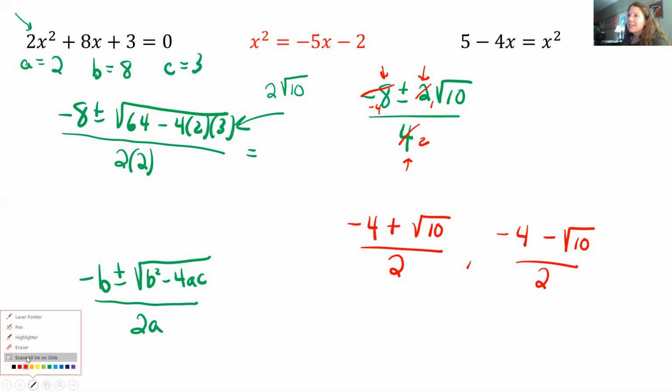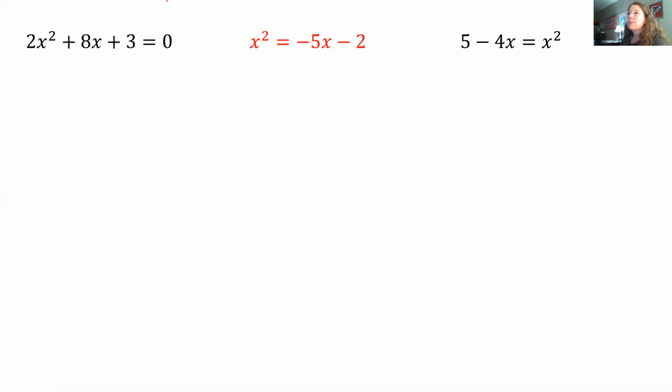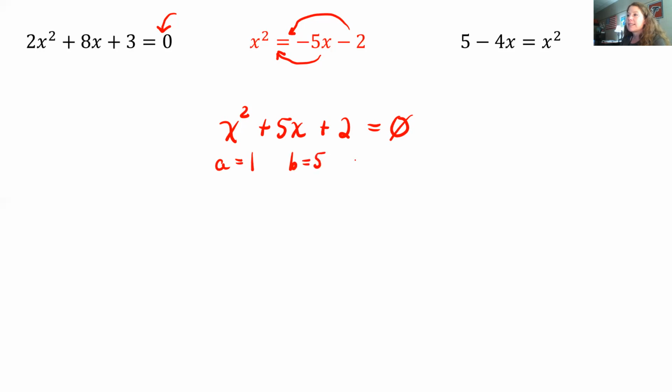I hope you did. All right, now the second one looks a little different. So remember, you always need quadratics to equal 0. So you need to move this stuff over here so that you can set your equation equal to 0, okay? So I want my leading coefficient to be 1. So I'm not moving my x squared, I'm moving my other 2 numbers. So to get rid of negative 5x, you would add 5x to both sides. And to get rid of minus 2, you would add 2 to both sides. And now I get my quadratic formula the way I want it. My A is 1, my B is 5, and my C is 2.